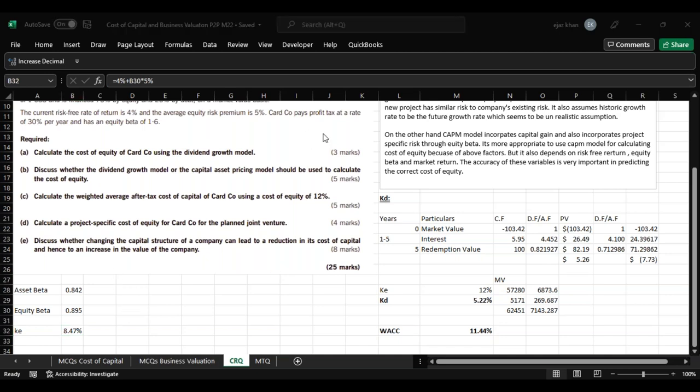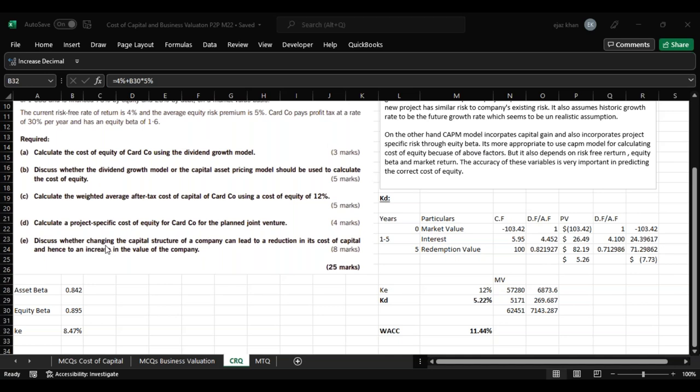The next part asks us to discuss whether changing the capital structure of a company can lead to a reduction in its cost of capital, and hence to an increase in the value of the company. Whenever you get this type of question linking capital structure with the value of the company and cost of capital, it is referring to different theories of capital structure. First of all, what is capital structure? Capital structure is the mix of debt and equity. One company might have a different capital structure from another. One might be 100% equity financed, another partially equity and partially debt financed, and another may have a higher level of gearing. That's capital structure for companies.